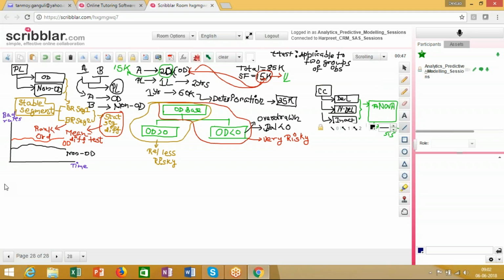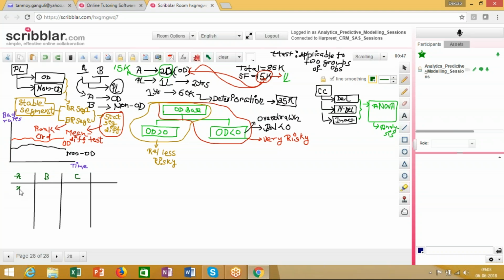So, let's suppose that there are three groups. Say there is group A, there is group B, there is group C.